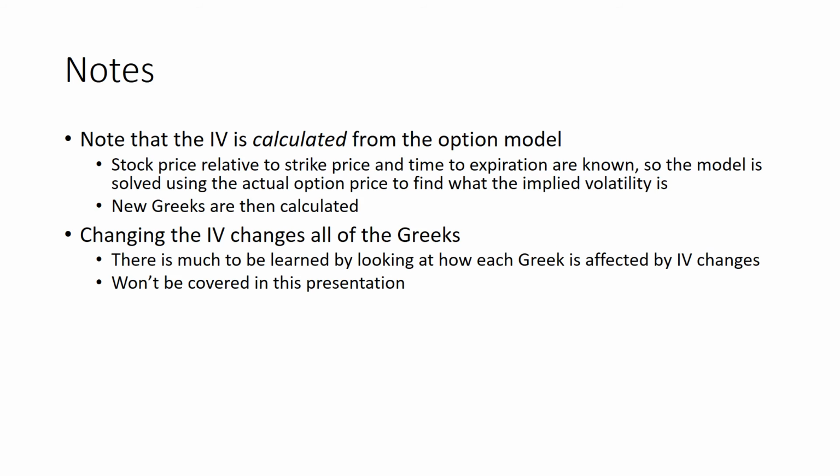But the important thing to realize is that if you change the implied volatility, it does change all of the Greeks. I won't cover it in this presentation, but there's a whole lot you can learn by looking at how each Greek is affected by the implied volatility changes. I think the best way to do that is to look at a graph, perhaps of delta or gamma over stock price, and then look at what happens to that graph as the implied volatility changes, and you can really learn a lot.